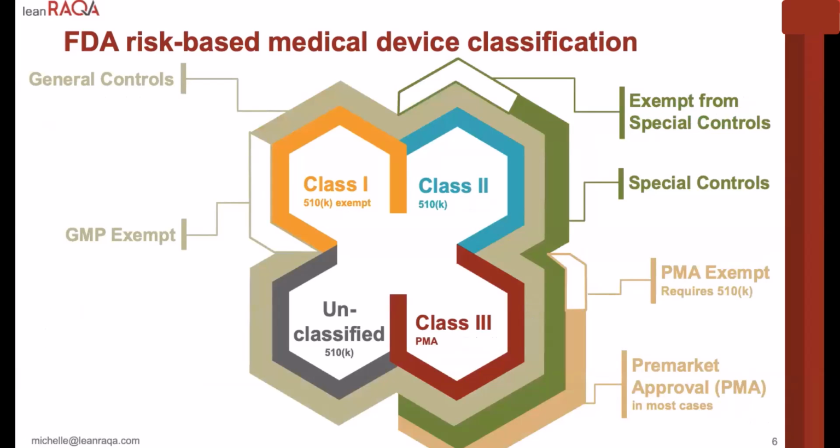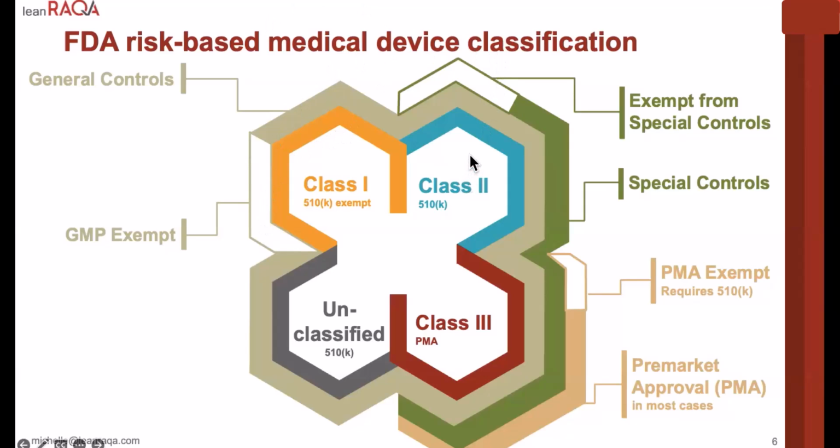There are a variety of different controls that are applied regardless of the classification of the product. The base level of controls is called general controls. And for every set of controls there will also be a set of corresponding exemptions. So the general controls apply to every set of product classifications, including the unclassified products. These include things like establishment registration and listing, and some very basic quality management system requirements.